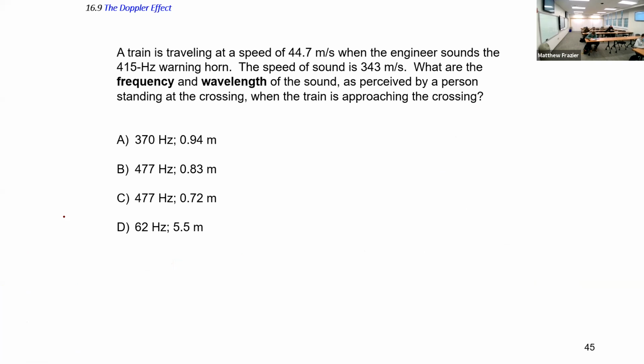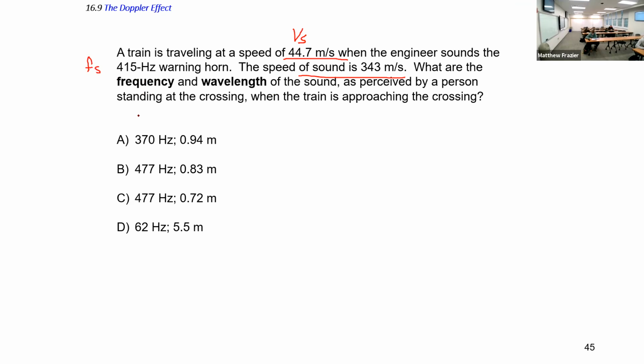So we have the speed of sound given, and we have the speed of the source. It's a horn on the train. So this is the speed of the source. And then we know the frequency of the source. We're told basically that that's the frequency of the source. So the question is, if we're an observer standing, listening to the sound, what should we hear?